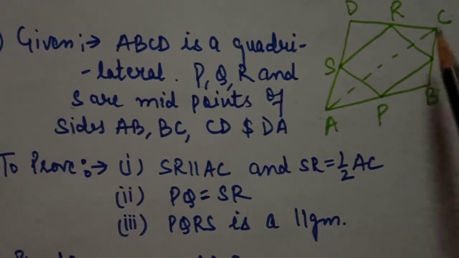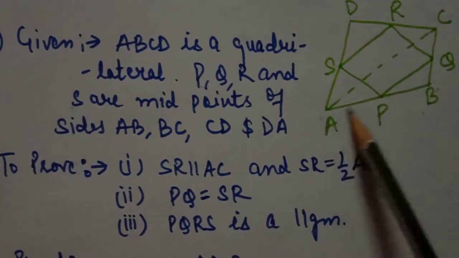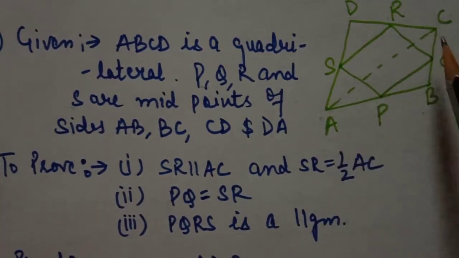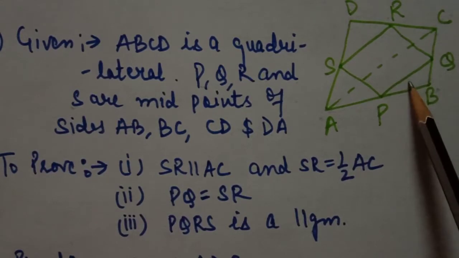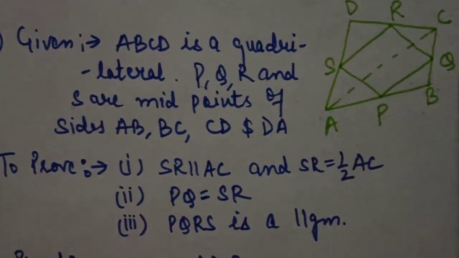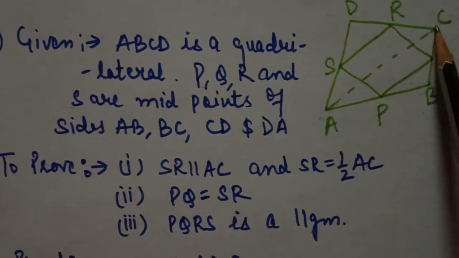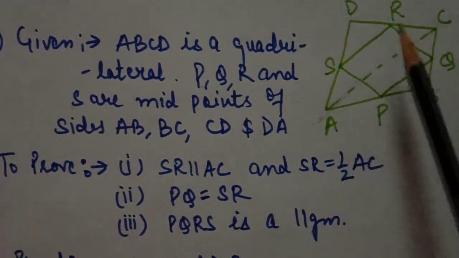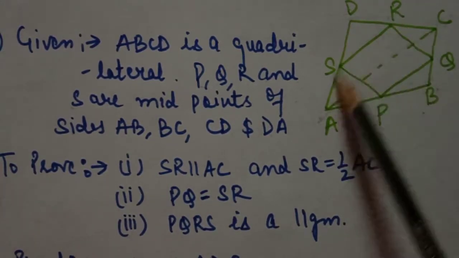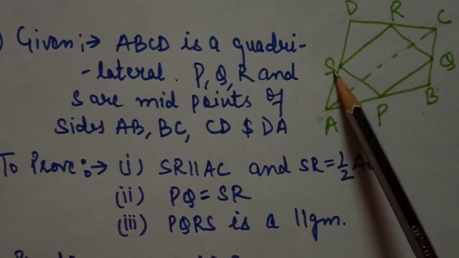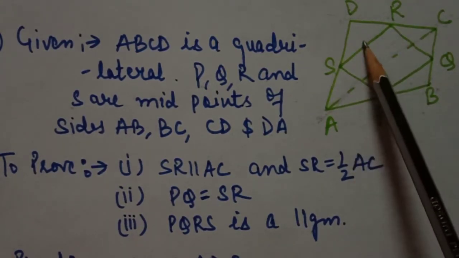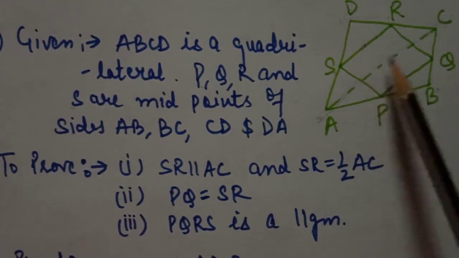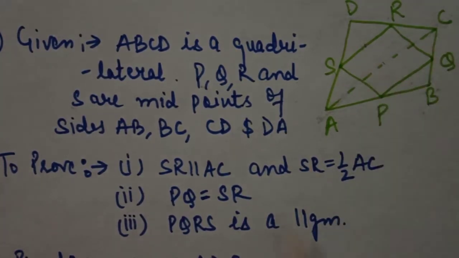So students, we will start our question. First of all, we will take a triangle. Remember one thing, students: the midpoint theorem is only applicable for a triangle, not a quadrilateral. So we will take a triangle. In triangle ADC, S and R both are the midpoints of the sides DC and AD. So definitely, according to the midpoint theorem, this line is parallel to this line and half of this line also.